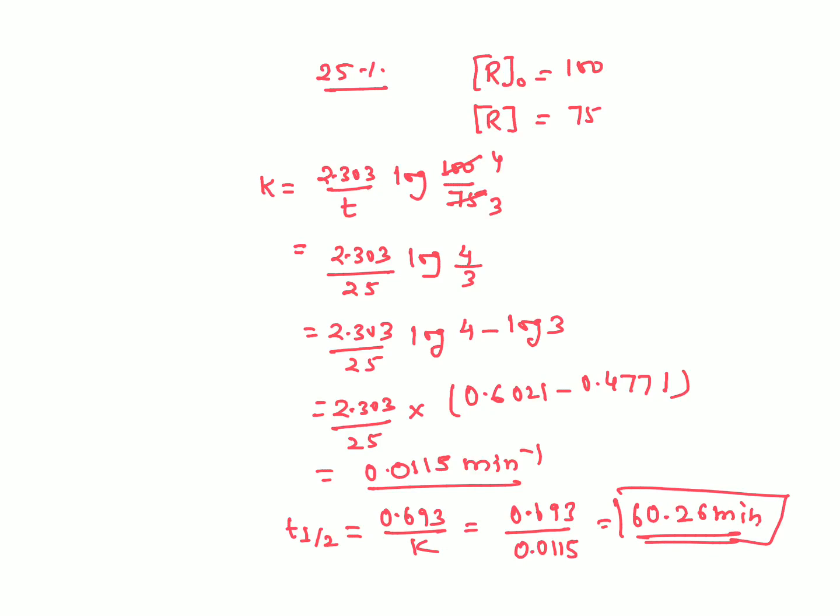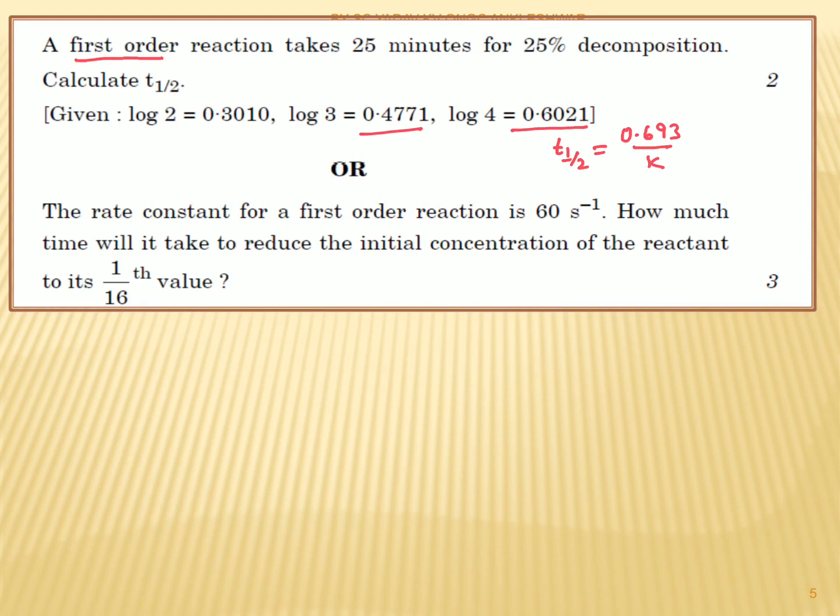Suppose you are able to solve the first part, how is the marking scheme? I will tell you what the marking scheme is. Now the second part: the rate constant for a first order reaction, the value of k, is given as 60 per second. How much time will it take to reduce the initial concentration? Suppose the initial concentration is equal to R0, then how much time t will it take to reduce the initial concentration of the reactant to its 1 by 16th value? It means the final concentration should be 1 by 16th of the initial concentration.